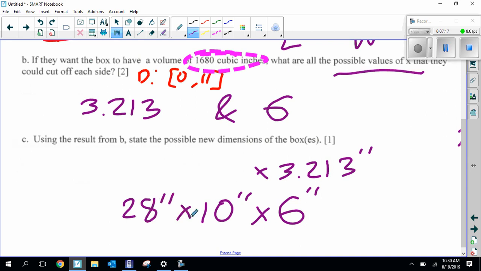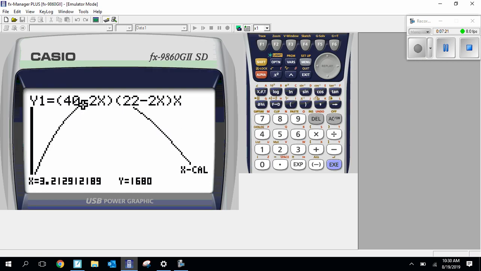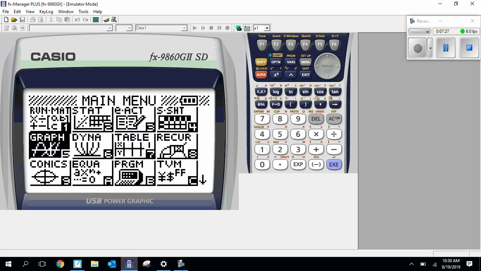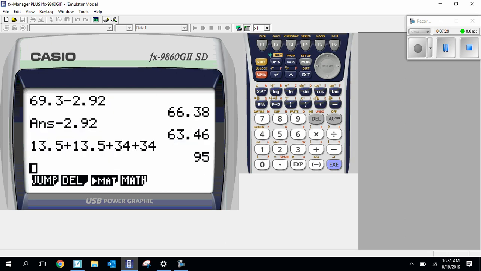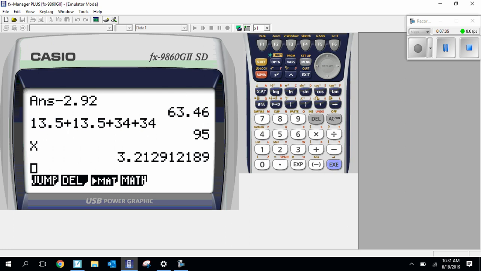Plugging in 3.213 is harder. So the shortcut, the trick for this is if you keep your graph set on that 3.213 and then go to your main menu calculator. Now if you just type in x, I'll demonstrate that first, it's going to do the 3.213. You don't need to remember it, you just have to type x.